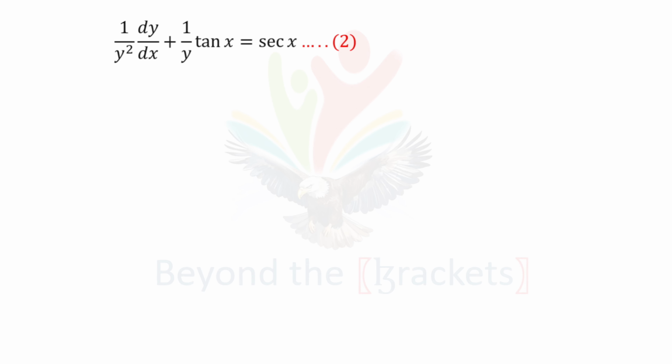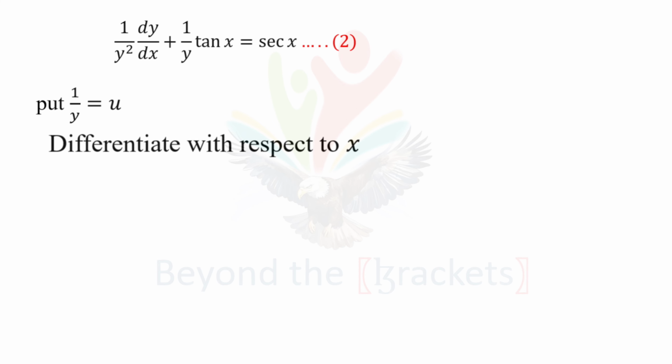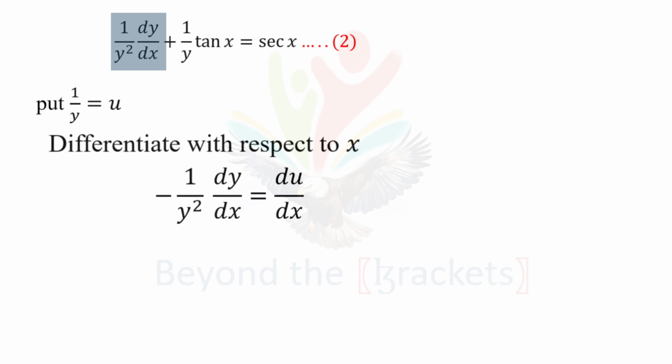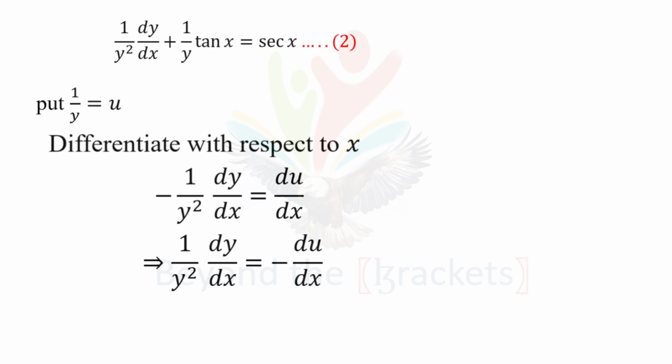For the second step, we take the coefficient of the x term, that is 1 by y is equal to u. And this will always be differentiated with respect to x. Differentiation of 1 by y will be minus 1 by y square into dy by dx is equal to differentiation of u, which will be du by dx. Our aim is to find this value. So 1 by y square dy by dx is equal to minus du by dx. Substituting this in equation 2, we get minus du by dx plus u tan x is equal to secant x.